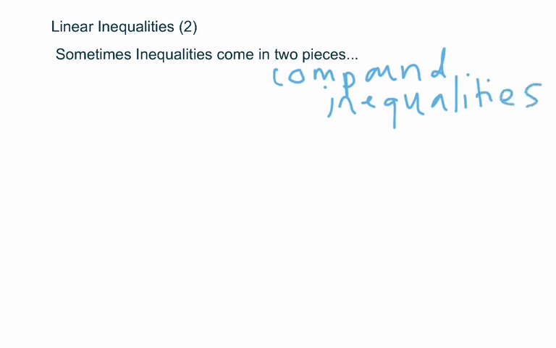If you think of chemistry class, those of you that have taken or are taking chemistry, you have atoms and then you have compounds. Compounds have more than one thing in them, so a compound inequality has more than one piece to it. Now they're generally filed under two headings. You can have "and" inequalities and you can have "or" inequalities.